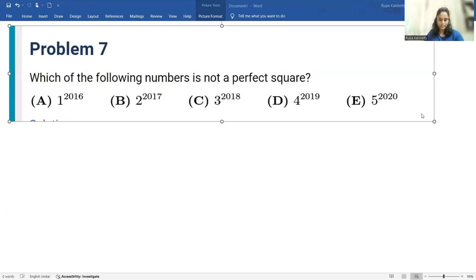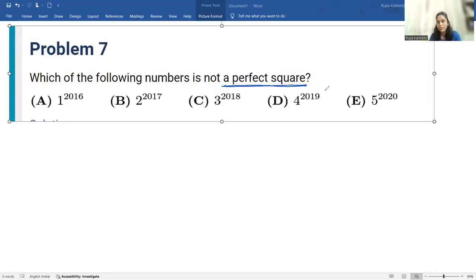Hello, I'm back with this question which is related to perfect squares. All right, so let's read the question first. The question says, which of the following numbers is not a perfect square? So before we solve this question, you should know what a perfect square is.